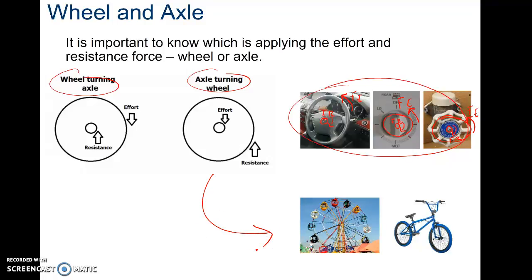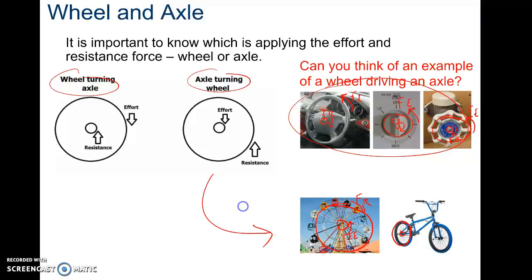When an axle is turning a wheel, two examples would be a bicycle or a Ferris wheel. With the motor in a Ferris wheel, here's your axle and here's your wheel. Your effort force is now in the center, whereas the resistance force would be on the outside. The same thing for a bicycle. The axle is what drives the wheel, and the wheel is where you have your resistance force.